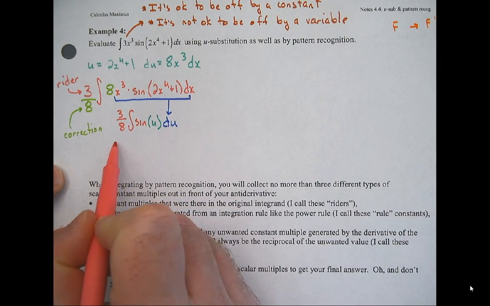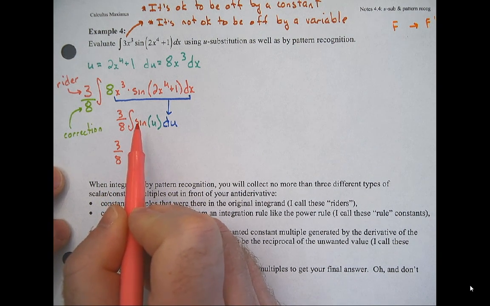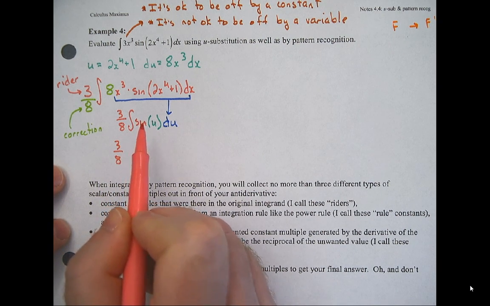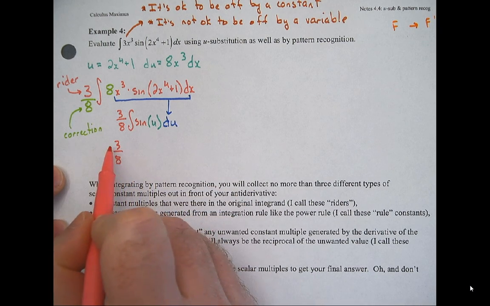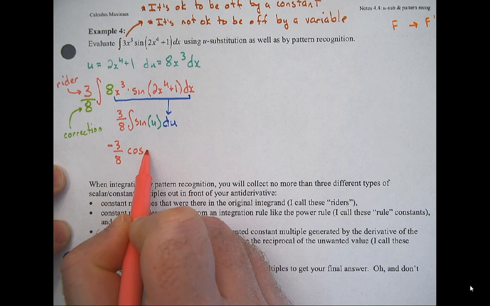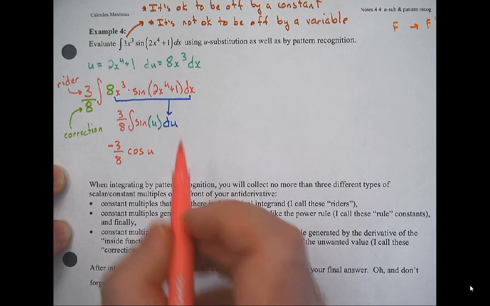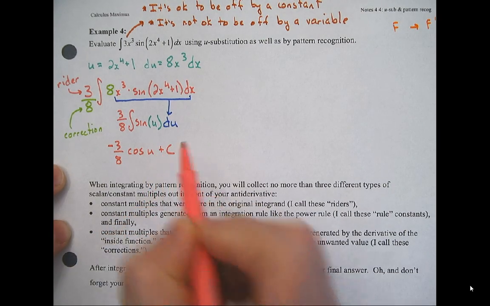Now I can integrate, with my constants out front. What's the integral of sine? That would mean, whose derivative is sine? Well, that's cosine, but it's off by a negative. So that's going to be a negative cosine of u. I wish I would have written that a little differently. That's okay. Don't forget your plus c.